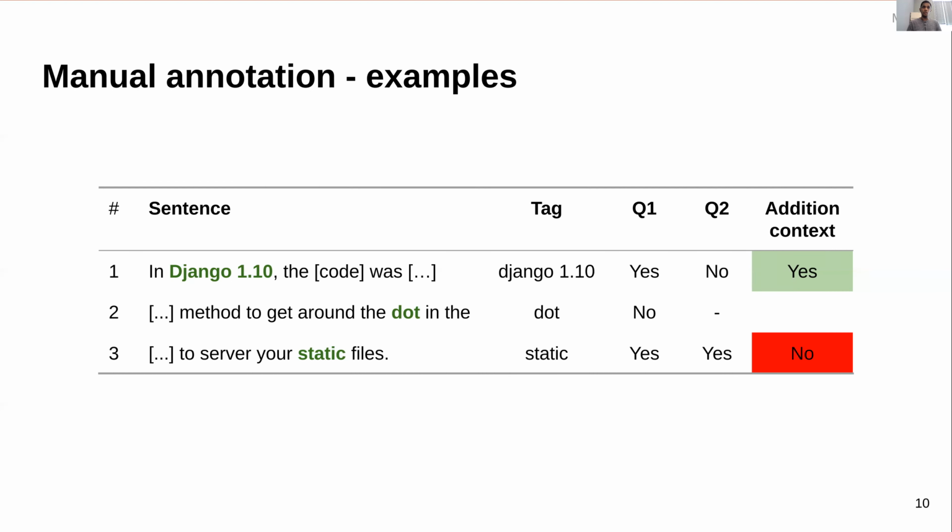In sentence 2, dot is the tag. However, according to the Stack Overflow description, dot is a graph description language, but this sentence does not talk about graphs. Therefore, we answer no for question 1. Once you answer no, answering the rest of the questions is not meaningful. In the third example, static is used as intended. And since we found it is overlapping with its parent content, it is not considered as an additional context.